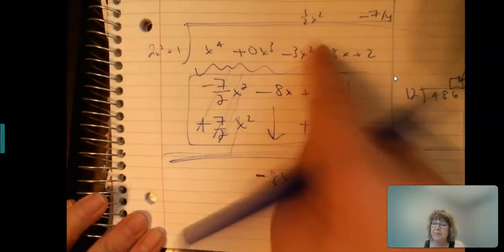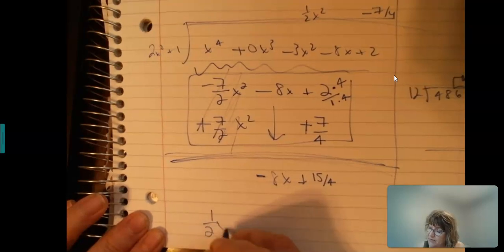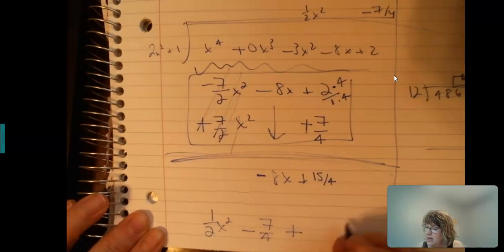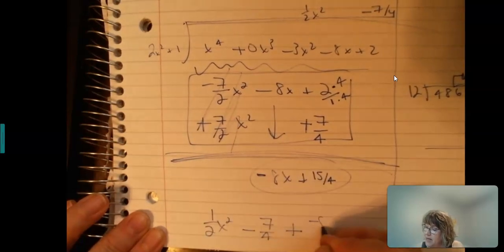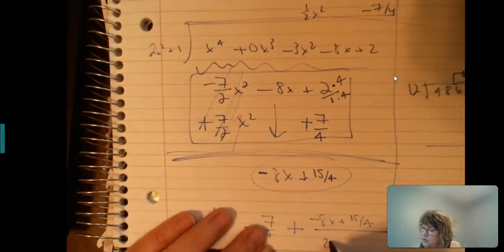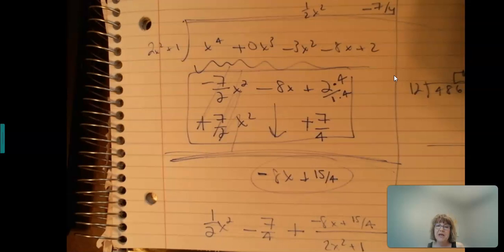So now my answer is what? Well, I have this up here. So my answer is 1/2 x squared minus, what is that, 7 fourths, plus, here's my remainder, negative 8x plus what? 15 fourths. And then we put that over our divisor, so that is 2x squared plus 1.